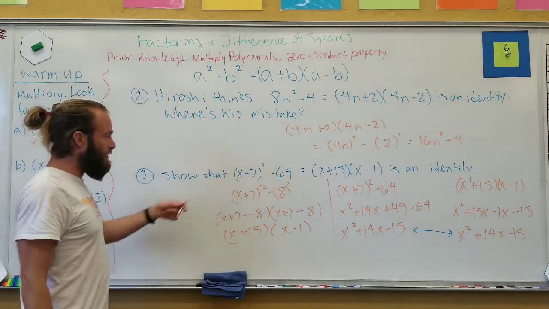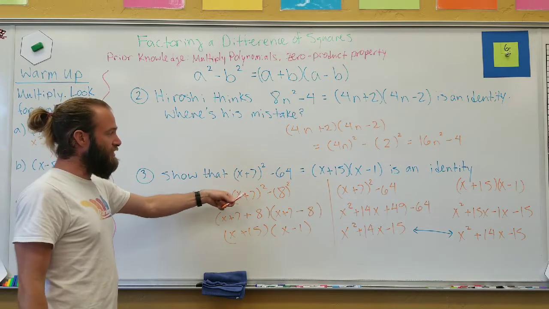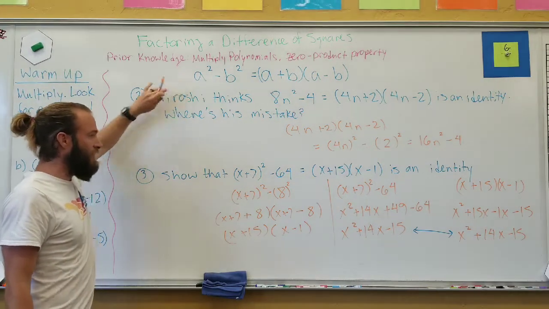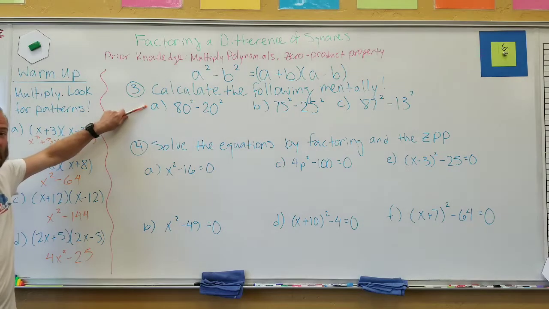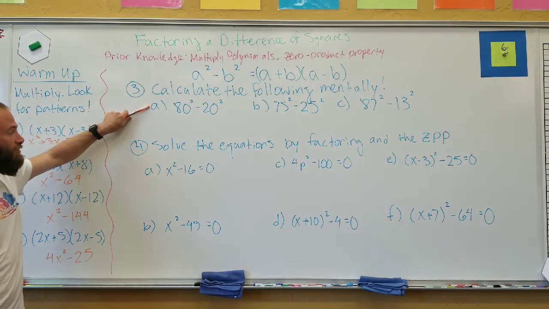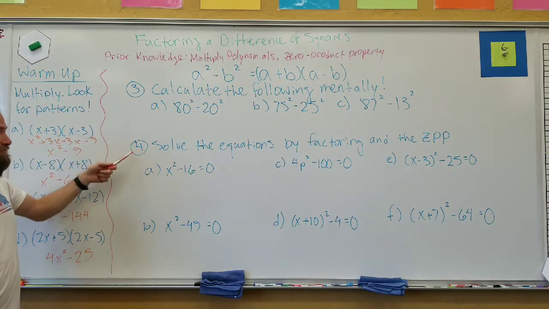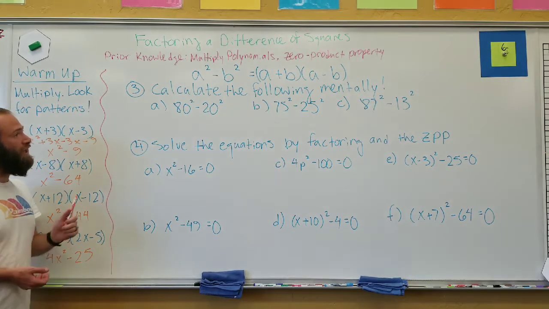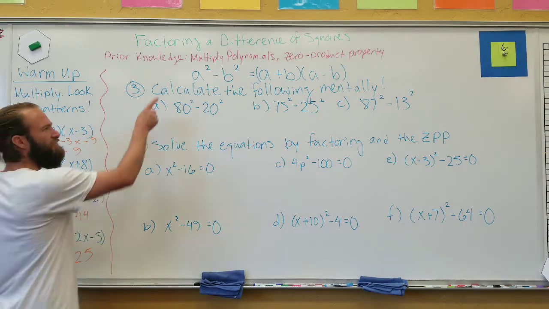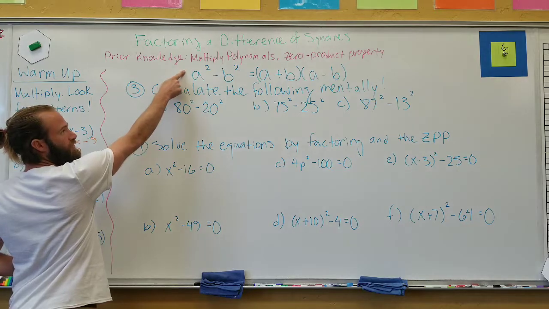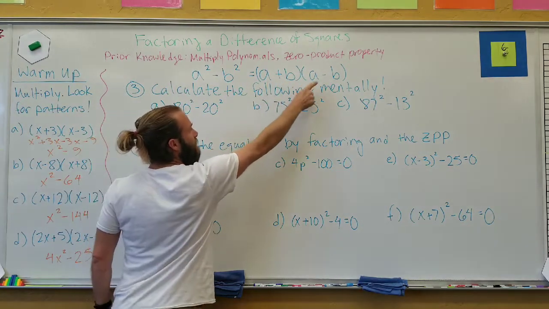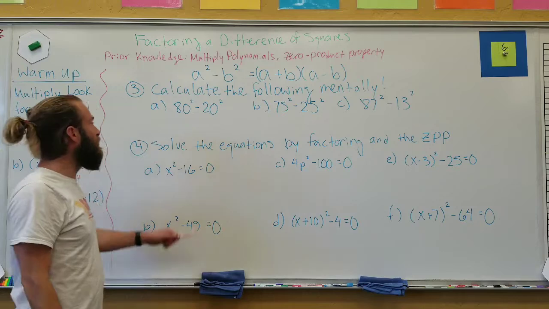Okay? But the cool thing about this is the easier way to see this is using this difference of two squares pattern. Today we'll actually learn how to do some calculations mentally that are pretty cool. And then we'll get to finishing off by solving equations, okay? So calculate the following mentally. Well, if you know that our rule we're working with today is the difference of two squares is the sum of the two things times their difference, what do you notice?